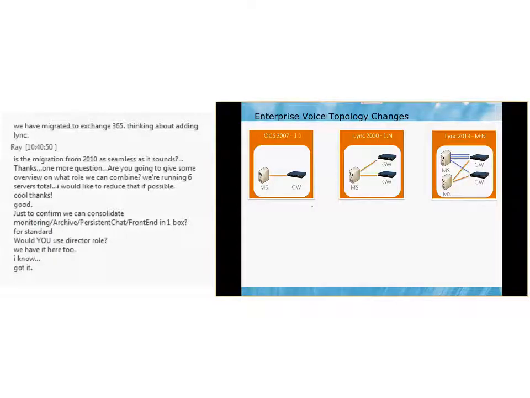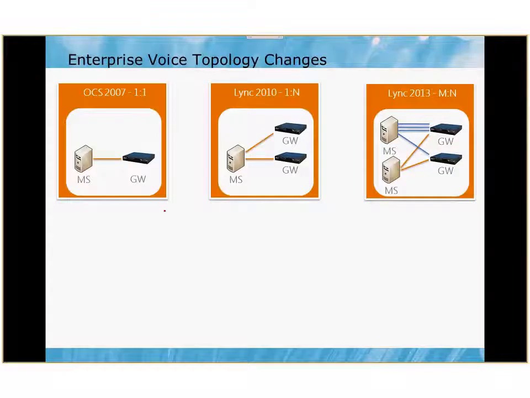Another change that we get into is this. A little bit of history here. If we look on the left-hand side, in OCS days you had the mediation server, that's what MS stands for, to gateway, which is what the GW stands for. And it was always a one-to-one relationship. So if you had multiple front-end servers, you had multiple mediation servers, you had multiple gateways. In Lync 10, we supported, as you can see, 1 to N, meaning in this case you could have more than one gateway associated with the same mediation server.